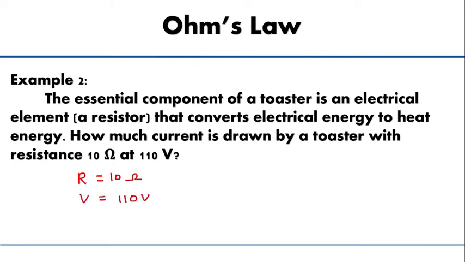110 volt. So according to Ohm's law, we know that V is equal to I into R. From that, I is equal to V divided by R. So the given V value is 110 and the R value is 10, which gives you 11 ampere, and ampere is the unit for the current. Therefore, the current drawn by the toaster is 11 ampere.